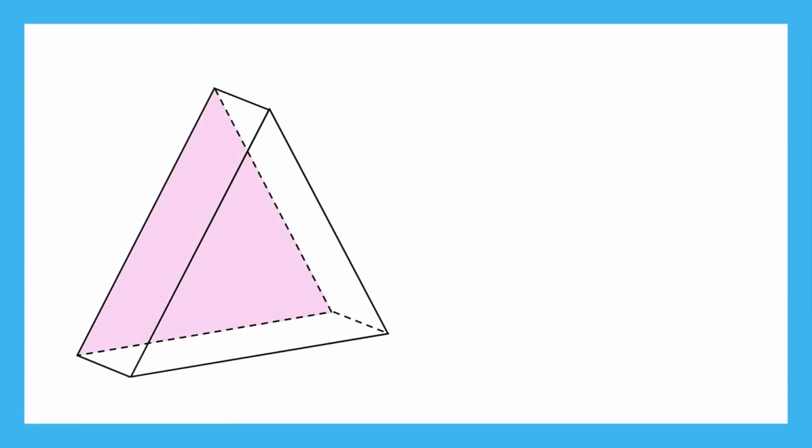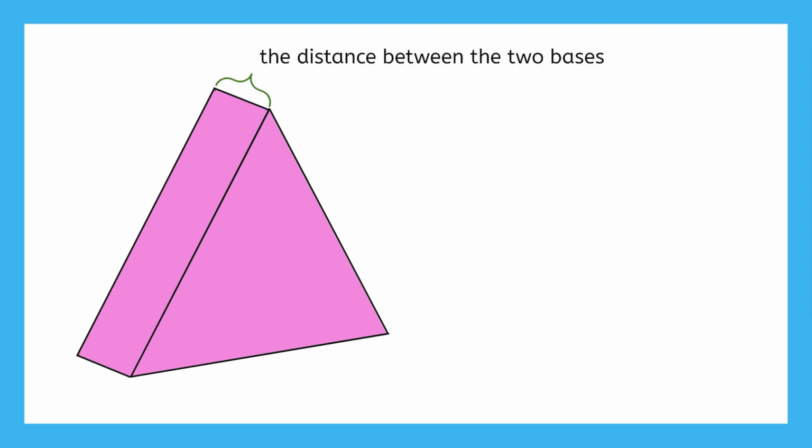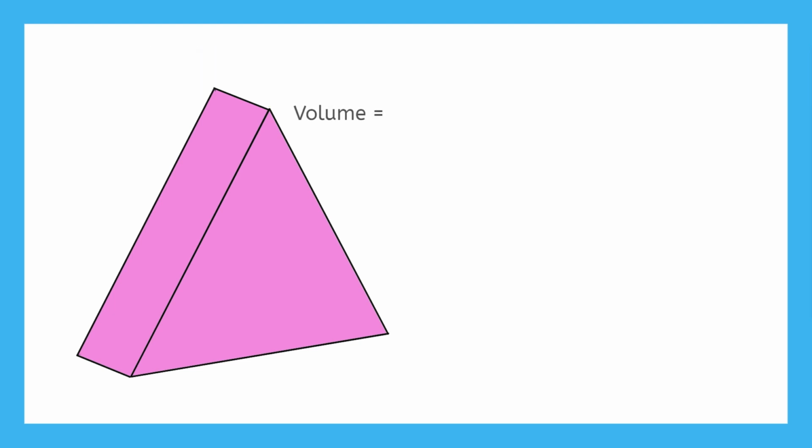Imagine extending the base and giving it height all the way through the prism until it reaches the opposite base. That's the volume. We call this distance between the two bases the height of the prism. How can we turn this into a formula for the volume of a prism? Well, to find the volume of a prism, you take the area of the base and multiply it by the height of the prism to represent the space being filled in between the two bases.